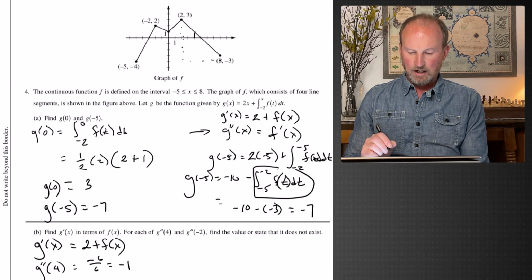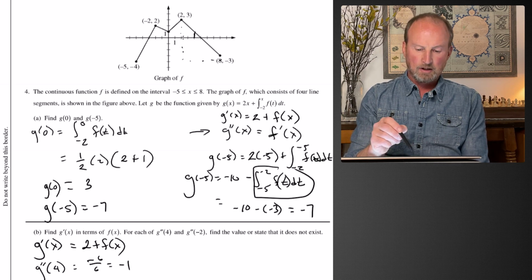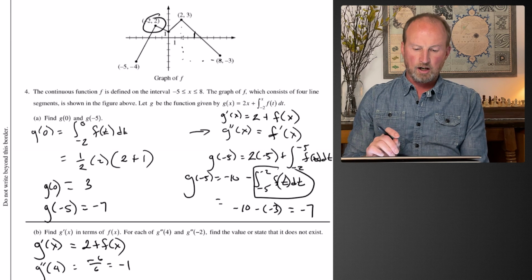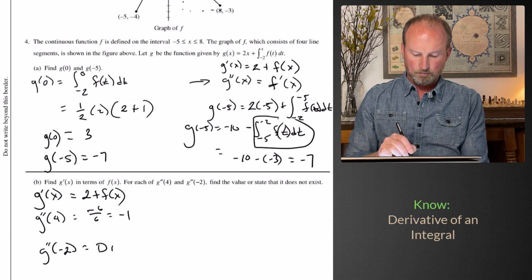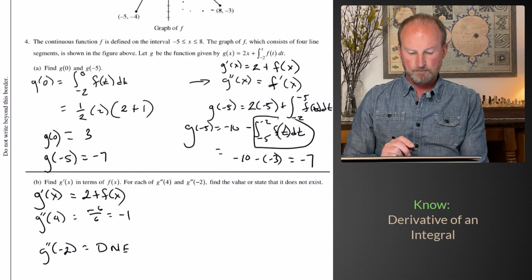g double prime of -2. That would be the slope of my given function at -2. This right here is a cusp or a corner. It's an abrupt change in my derivative or my slope. This one does not exist.